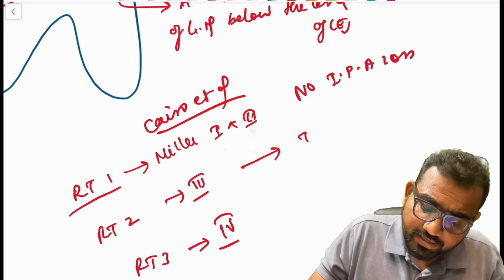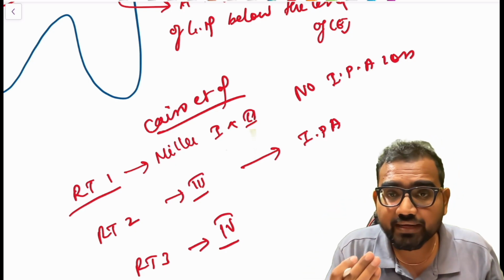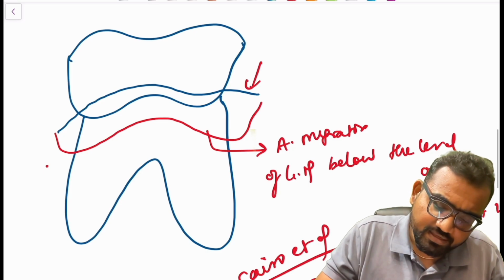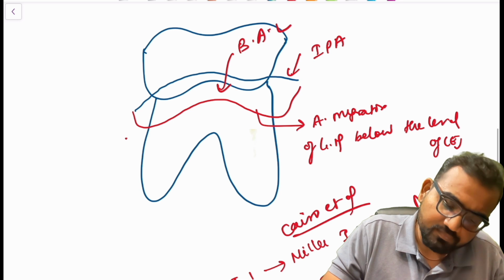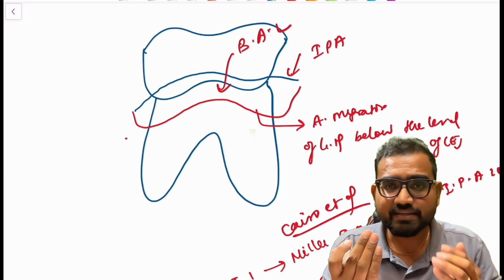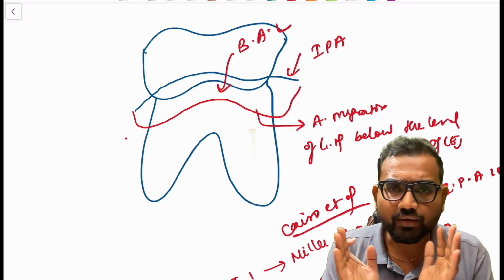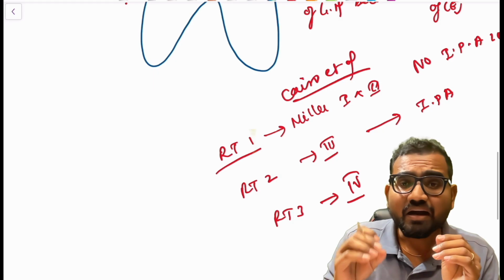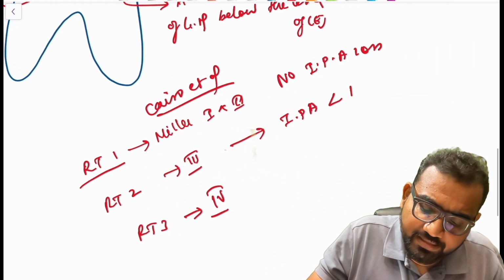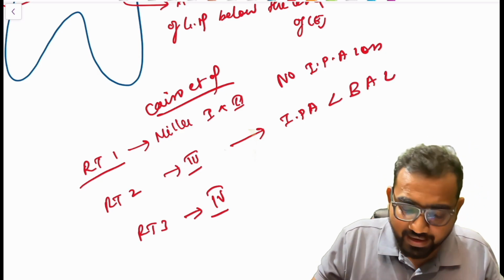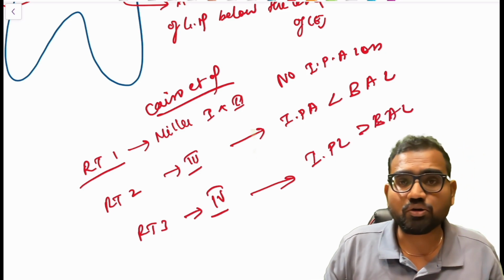RT2 is where there is interproximal attachment loss, but it is less than the buccal attachment loss. See, this is interproximal attachment and this is buccal attachment loss. You are seeing this view, right? This is the buccal and the area between the teeth is interdental. We all would have known this, right? So similarly, in RT2, the interproximal attachment loss will be there, but it is less than the buccal attachment loss.